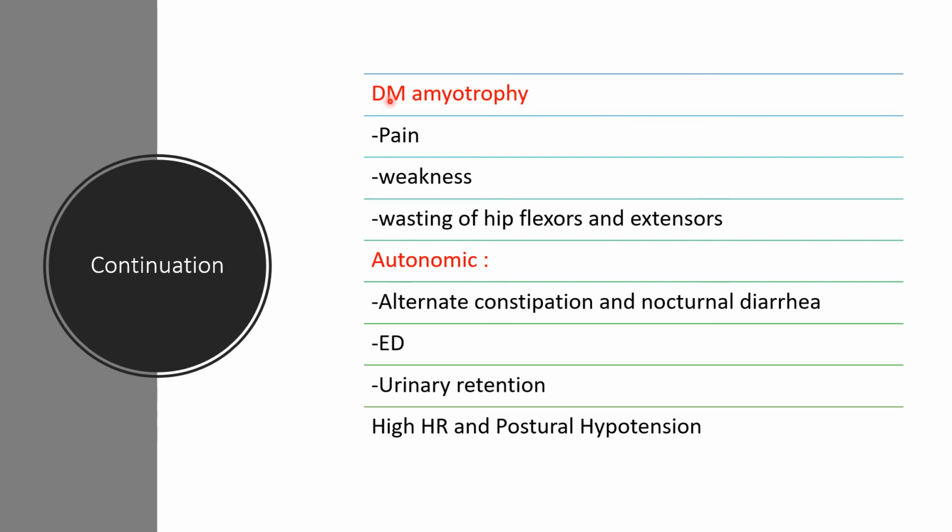Another presentation of neuropathy will include diabetic amyotrophy, where there will be pain, weakness, and wasting of hip flexors and extensors. Autonomic neuropathy of diabetes mellitus will present with alternate constipation and nocturnal diarrhea. Also, autonomic dysfunction will present with erectile dysfunction, urinary retention, high heart rate and postural hypotension. All this will be pointing to autonomic neuropathy of diabetes mellitus.